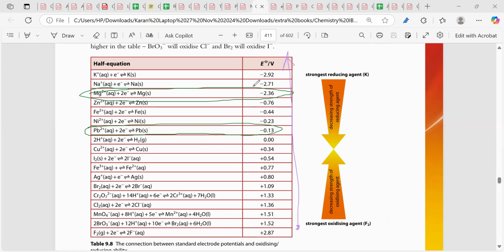The oxidation characteristics increases, right? The tendency to get oxidized increases, isn't it? Fine. So if you take this and this, sodium will be more susceptible to get oxidized. Is it clear? More oxidized, right? Clear?